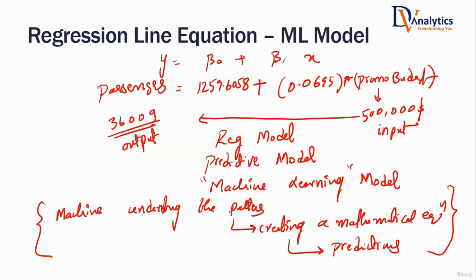Machine understanding the patterns in the data, creating a mathematical equation so that we can use that equation for making predictions. Here the patterns are very simple. Here the patterns are just around a straight line. Yes or no? Very, very simple pattern. One straight line was sufficient. But do you think all the patterns in this world would be just like a straight line? Every pattern will be that simple? May not be. Sometimes the patterns will be very, very complex.